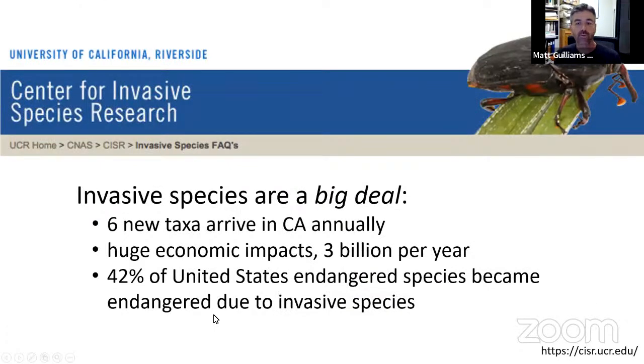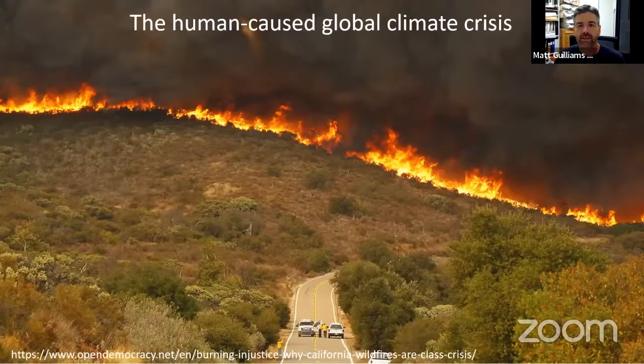Invasive species are also a real big deal. If you want to learn more about invasive species, you can go to the URL in the bottom right. This is the Center for Invasive Species Research out of UC Riverside. They estimate that 6 new non-native taxa, potentially invasive, arrive to California annually. And this has a huge economic impact in California, over $3 billion a year spent on invasive species control and eradication. And the US government estimates that 42% of endangered species became endangered in part due to invasive species. So this is a big deal.